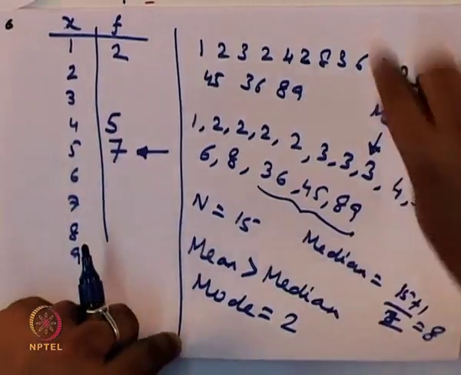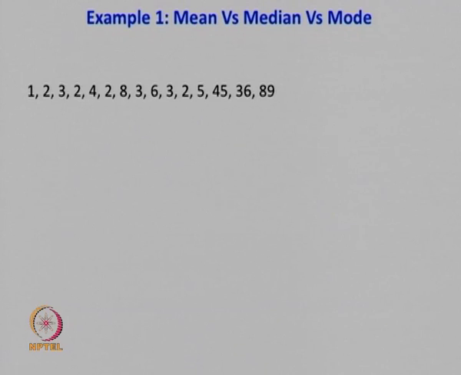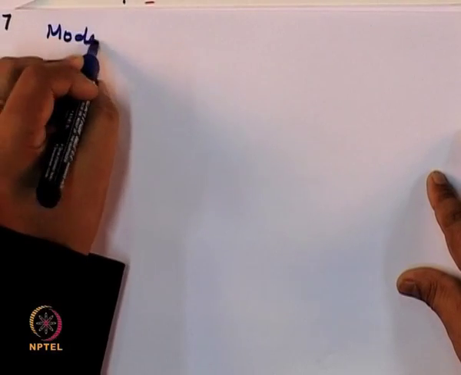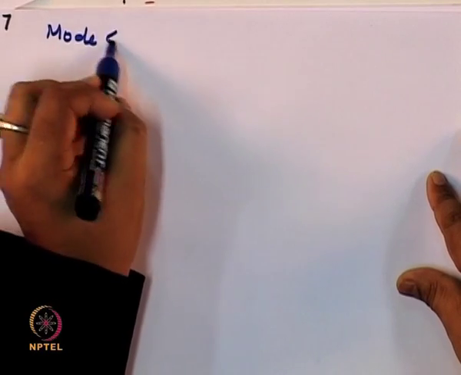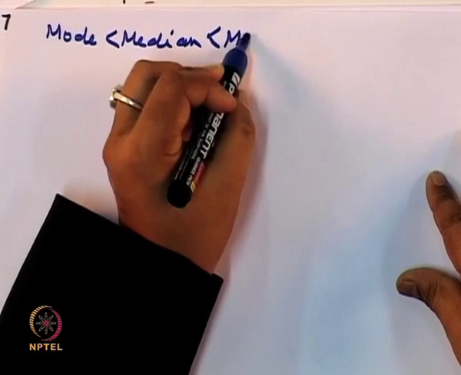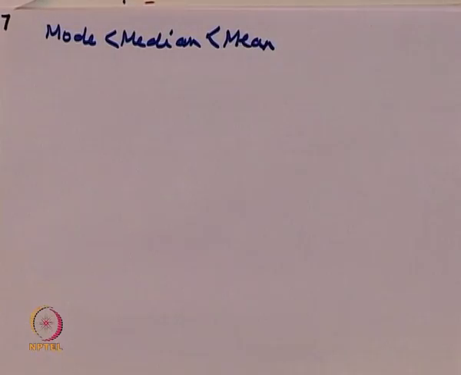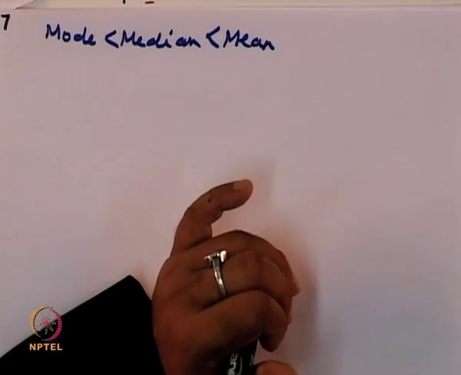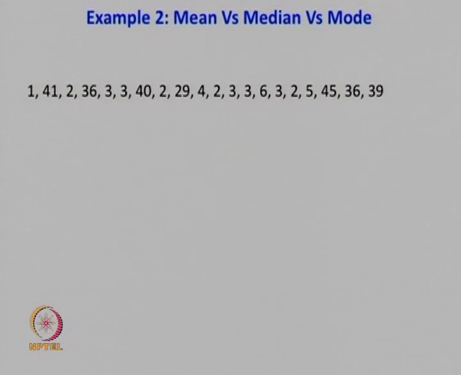So, in this particular example that we worked out, we came to the conclusion that mode was less than the median, which was less than the mean. Okay. So, let us consider the next example.